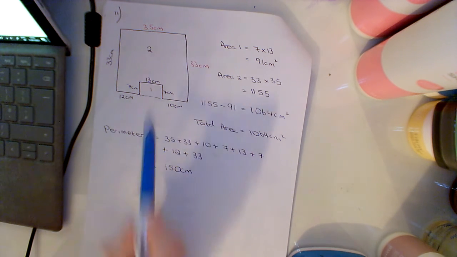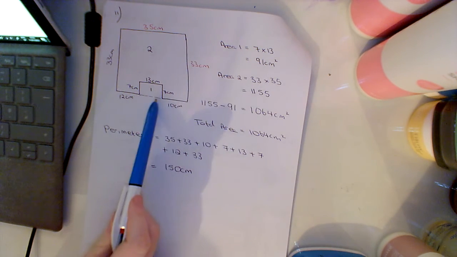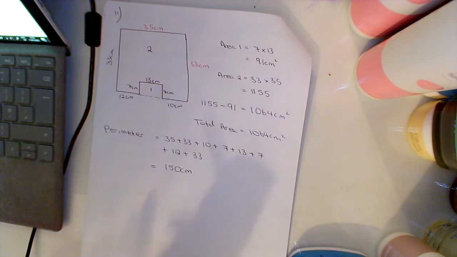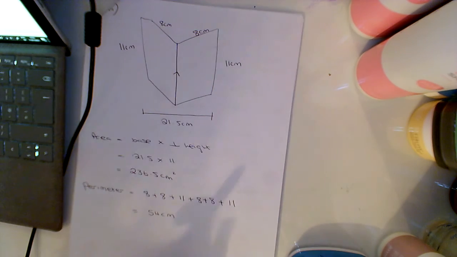Then for my perimeter, I just added up all the sides, so 35 plus 33 plus 10 plus 7 plus 13 plus 7 plus 12 plus 33, and I get 150 centimeters.